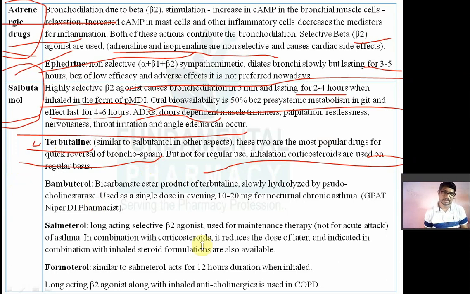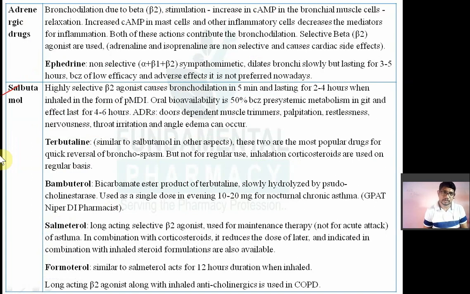Okay. Now next drug is bambuterol. We have seen salbutamol, terbutaline. Salbutamol is a selective beta 2 agonist, so it will dilate the bronchi within 5 minutes and last for 2 to 4 hours after inhalation. Okay. Pressurized metered dose inhalation. Oral bioavailability is 50%. Terbutaline is similar to salbutamol, and these two drugs are very famous for bronchodilation.